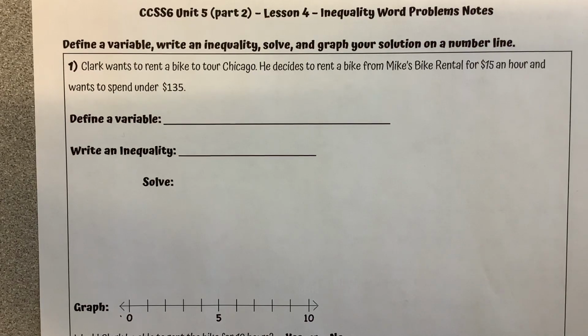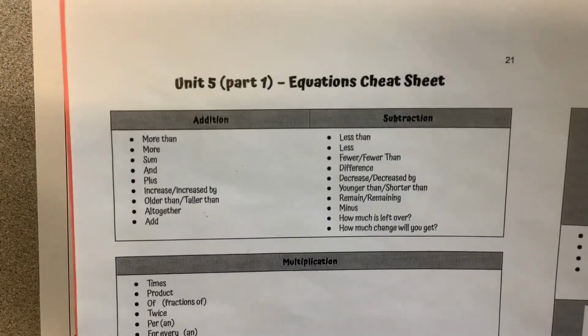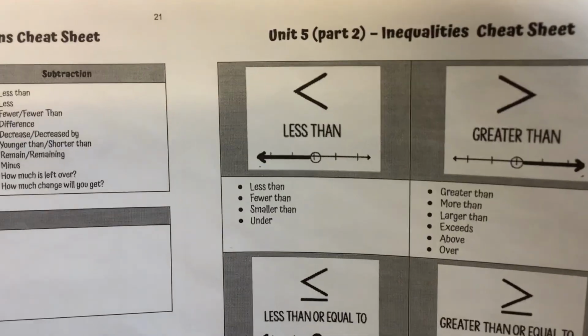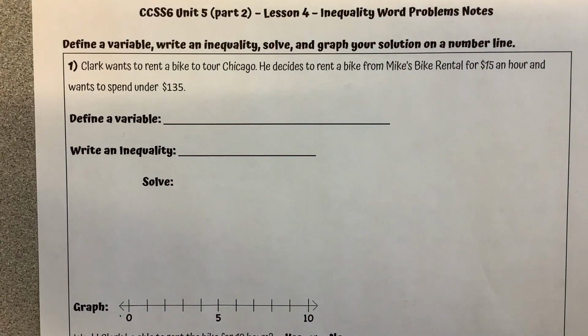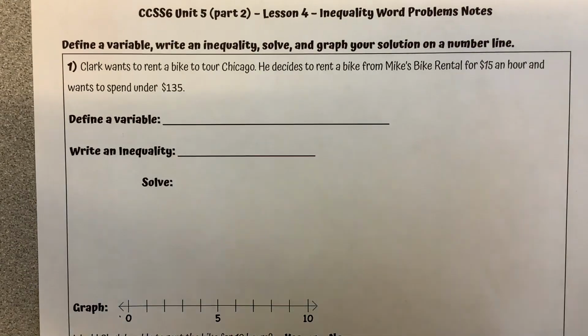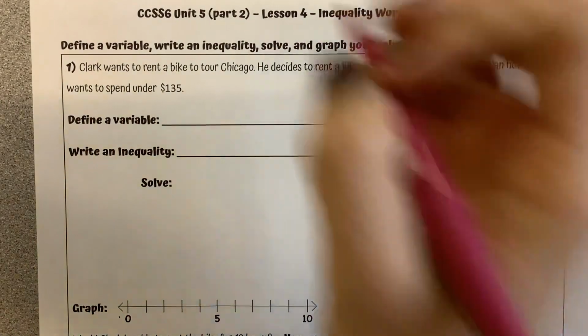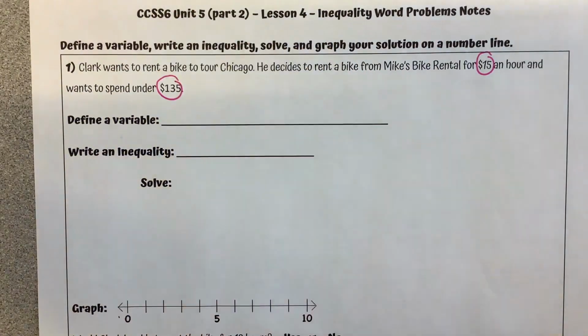For the last lesson in the inequality unit, we are going to look at word problems. While we are doing this, you're going to want your resource packet open to page 21, where we have the equations cheat sheet and the inequalities cheat sheet. So Clark wants to rent a bike to tour Chicago. He decides to rent a bike from Mike's Bike Rental for $15 an hour and wants to spend under $135.